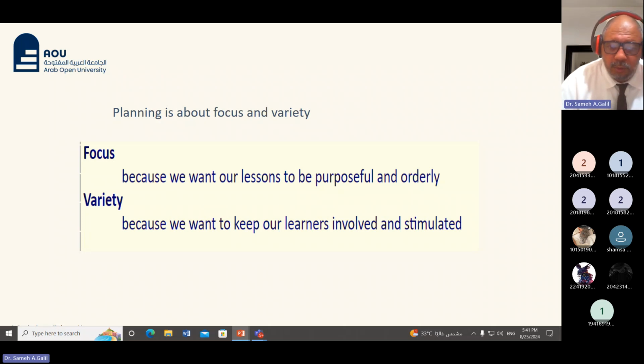So focus without variety can sometimes backfire. You can't only have focus. You have to have focus and variety. Variety because we want to keep our learners involved and stimulated so that they can reach the goals that you have for them. So focus and variety are also very important when it comes to planning.